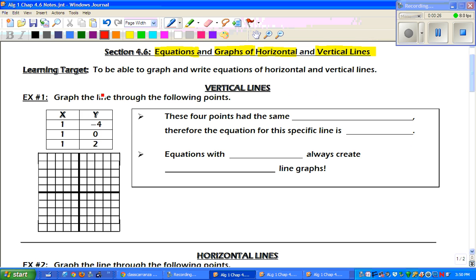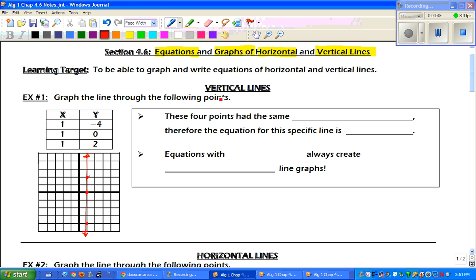So we have the point (1, -4). Good. (1, 0). There we go. And (1, 2). So let's draw the line. And we just made a vertical line.